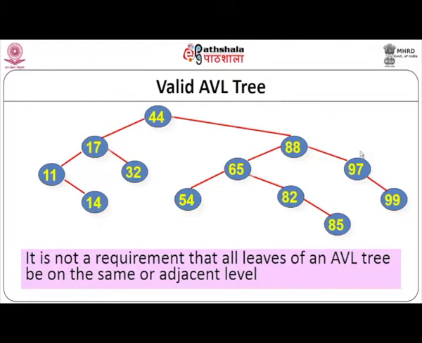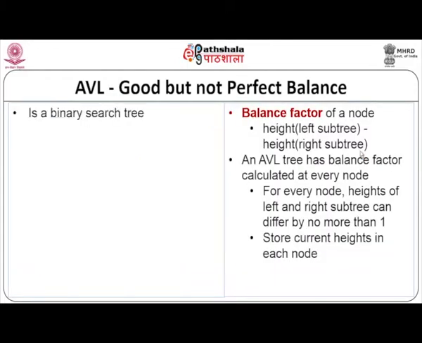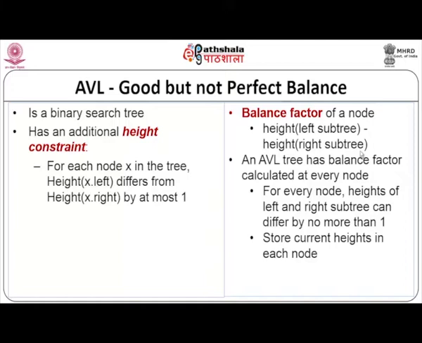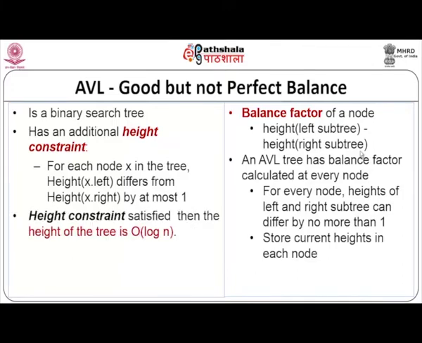But if you note here, it is not a complete binary tree, which means that the leaves of the AVL tree can be on the same or at the adjacent level, not necessarily at the same level. That is the valid AVL tree. Now, it is a binary search tree first of all. It has an additional height constraint, that is all. For each node x in the tree, the height of x dot left differs from the height of x dot right at the most by 1. If the height constraint is satisfied, then the height of the tree is of the order of log n. This can be proved, but we are not going to do that.